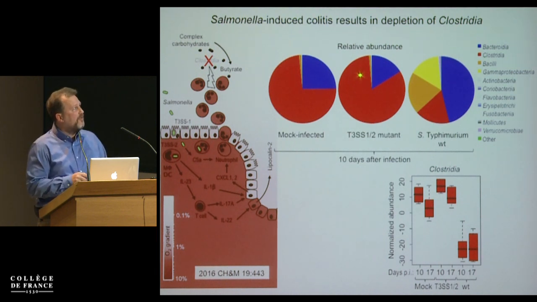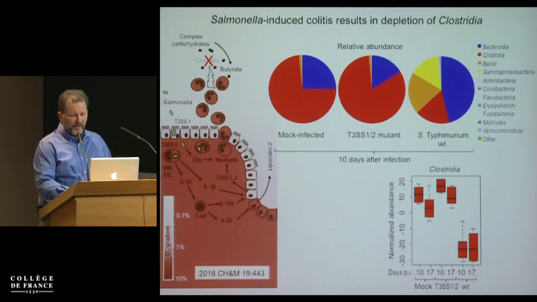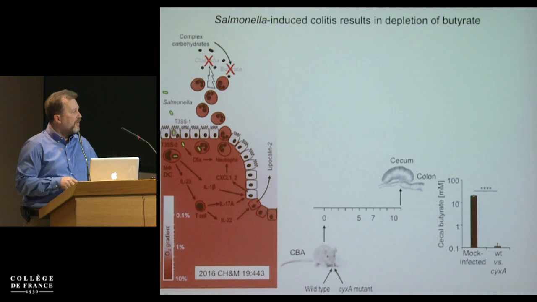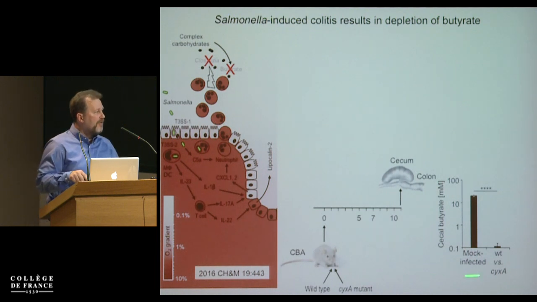So Clostridia are in red. When you see during Salmonella infection, when the neutrophils come out, Clostridia are depleted both 10 and 17 days after infection. And you see this expansion of facultative anaerobes, both bacilli and, in yellow, Salmonella. Since Clostridia are depleted, what happens to butyrate? So when you infect mice with Salmonella, butyrate levels drop in this setting by about 2 logs.